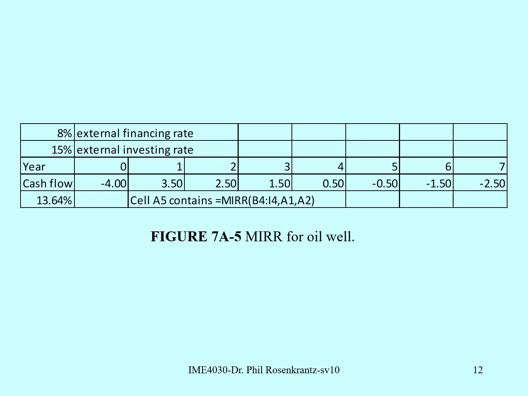So if you use the MIRR function in Excel and show the cash flows for year 0 through 7, that's the coordinates cell values B4 colon I4, and then the external financing rate is in cell A1 and the external investing rate is in cell A2, then the function gives us the answer, which is 13.64%, shown in cell A5. So this is a more realistic estimate of the internal rate of return on this project for comparison purposes and decision-making purposes.